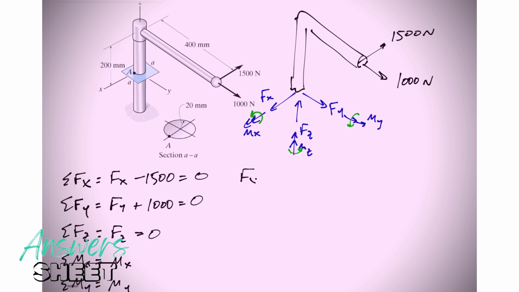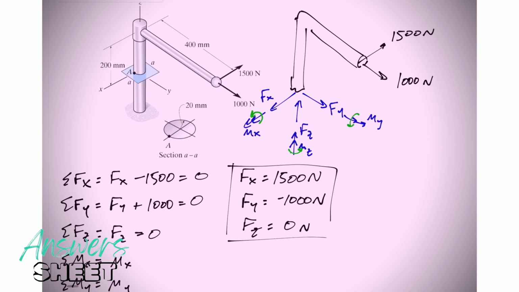And what would I get? Fx, be careful, sum them equal to 0. And so the math would come out to be positive 1500. Fy, negative 1000. Fz, 0. Maybe I shouldn't box that in. That's not my final answer, but that's a very important part of your answer, getting that the internal forces are 1500 in the X, negative 1000 in the Y, and 0 in the Z.